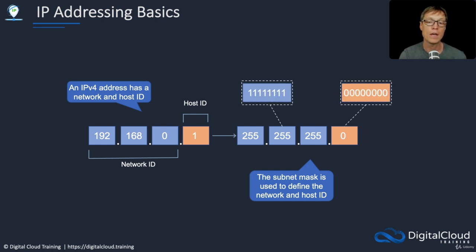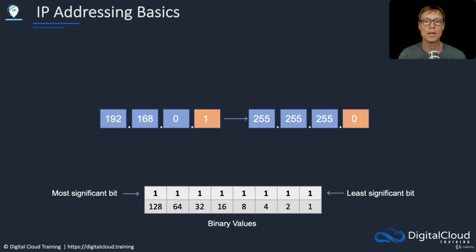Each part of an IP address or a subnet mask is made of 8 binary bits, and that's called an octet. So that means there's 8 ones or zeros or a combination of ones and zeros. Now, if we were looking at those ones and zeros only, how would we work out what the actual number should be? Well, we can use this table here.